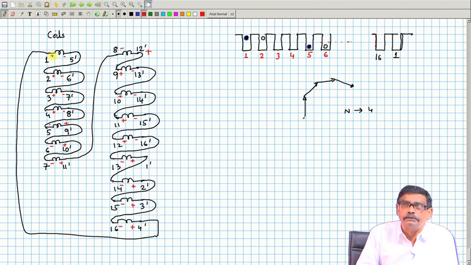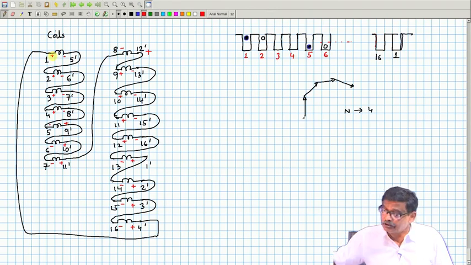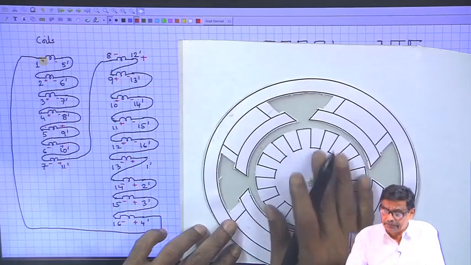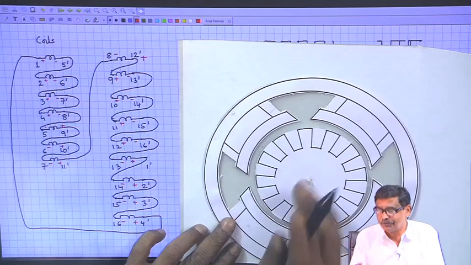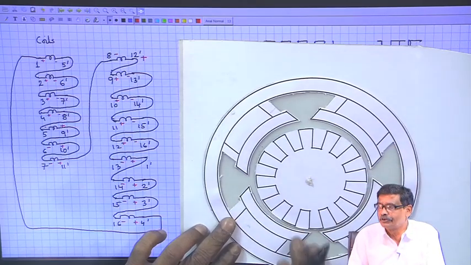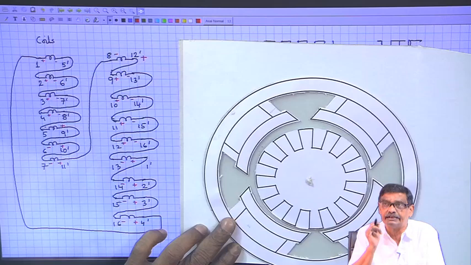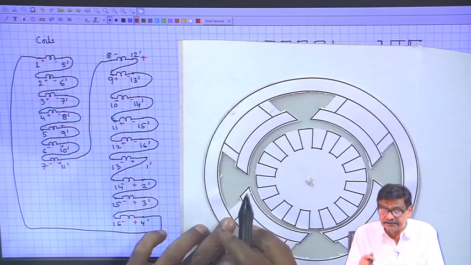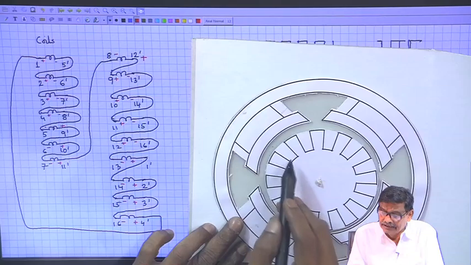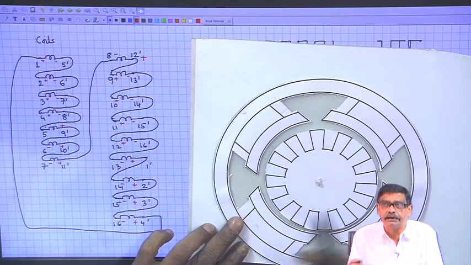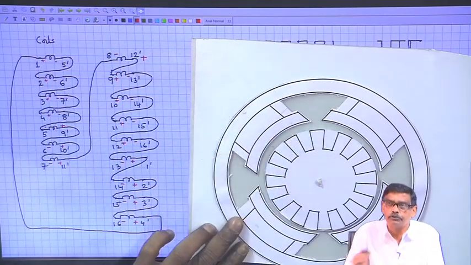Coils are identical, they will be moving at some high speed, no doubt. And there are 16 slots. It is expected that under the influence of the north pole, at a given time, there will be 4 slots under the north pole and 4 slots under the south pole. If you take an instantaneous snapshot, under that condition coil sides are under the influence of either the north pole or the south pole.